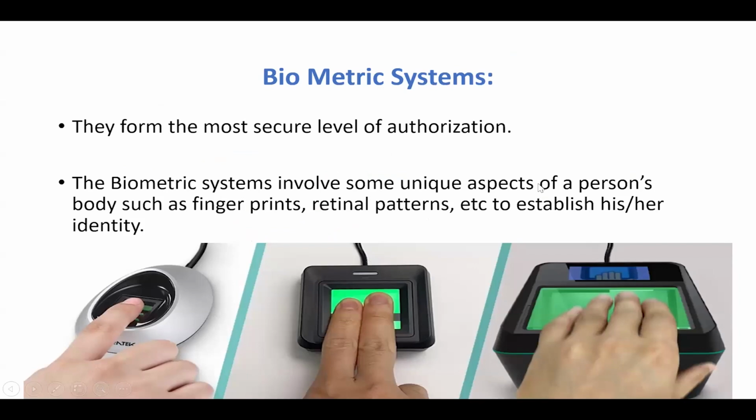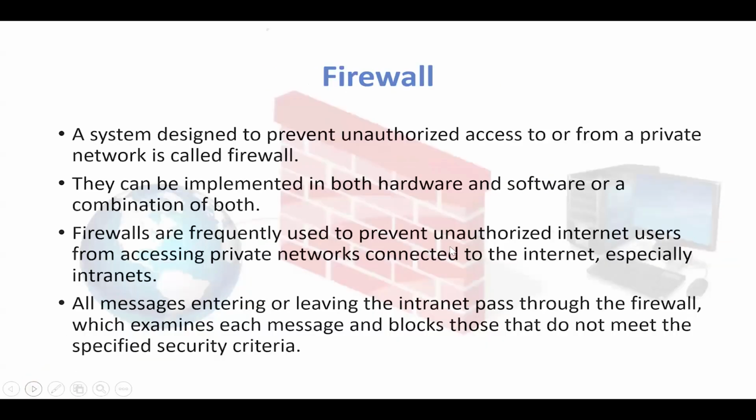Next comes the biometric system. They form the most secure level of authorization. In movies you would have seen them scan their finger or their eyes and do the authentication. That is a biometric system. A biometric system involves some unique aspects of a person's body, such as fingerprints or retinal patterns, which is nothing but their eyes, to establish identity. This particular pattern will be stored in the database, and every time that person tries to log in, it will be matched, and only when it matches will you be given access. That is nothing but your biometric system.